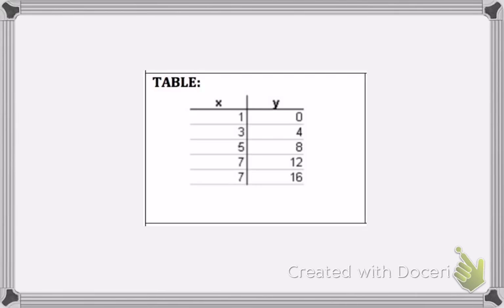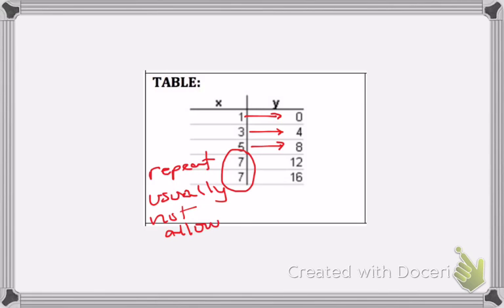So what does that look like in a table? Here we have the XY table, and 1 is going to 0. 3 would give me a 4. 5 would give me an 8. So far, I'm good, because if I plug in a 1, I get a 0. If I plug in a 3, I get a 4. If I plug in a 5, I get an 8. Now here's where I'm worried, because I have repeats. Usually not allowed. And in this case, it doesn't work.